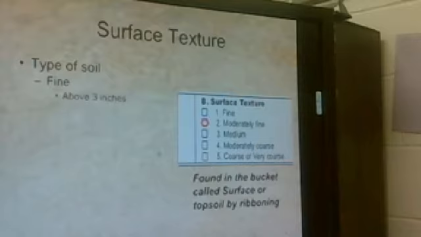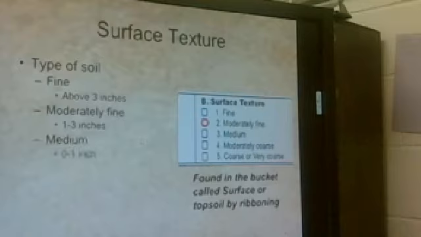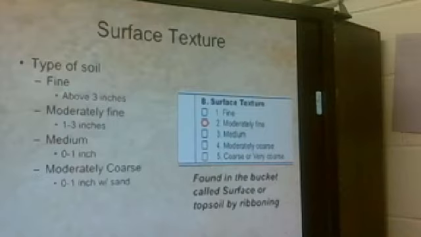This is a review. Above 3 inches is fine. 1 to 3 inches is moderately fine. Medium is 0 to 1 inch. Moderately coarse is 0 to 1 inch with a gritty sand.